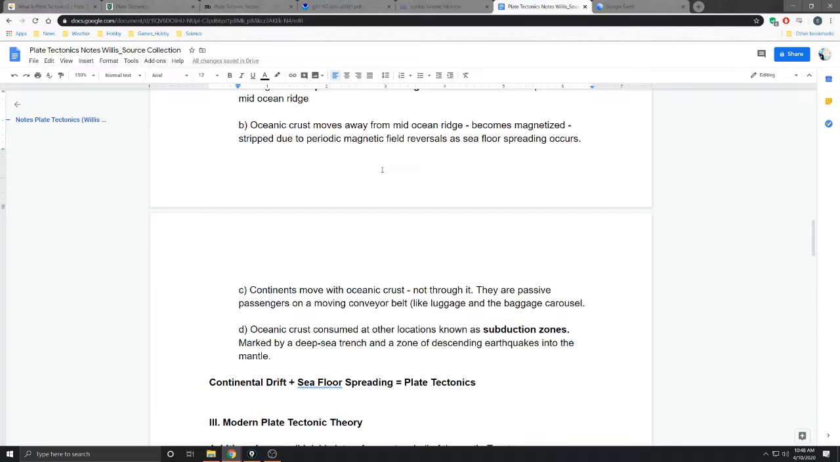And that force is what we think is driving the continents around. It's pushing them around on the Earth itself. So continents move with oceanic crust, not through it. They don't collide and cut through each other, but they bump into each other. Think of it as a really, really slow version of bumper cars. And then the oceanic crust gets consumed at subduction zones, right?